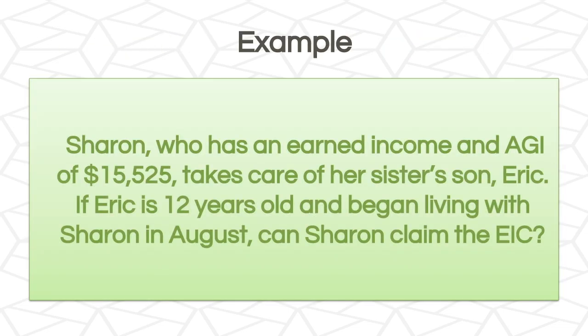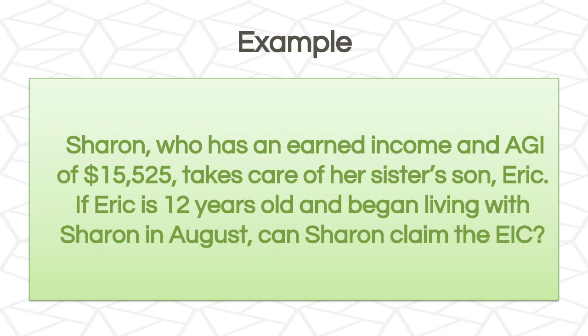But let's look at some examples. We have Sharon, who has earned income and AGI of $15,525. She takes care of her sister's son, Eric. If Eric is 12 years old and began living with Sharon in August, can Sharon claim EIC? So first we're going to see if Eric is a qualifying child for EIC. And we can tell right off the bat he's not going to be a qualifying child because he began living with Sharon in August, meaning he did not live with her for more than half a year.